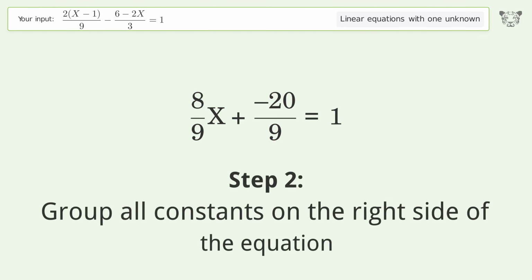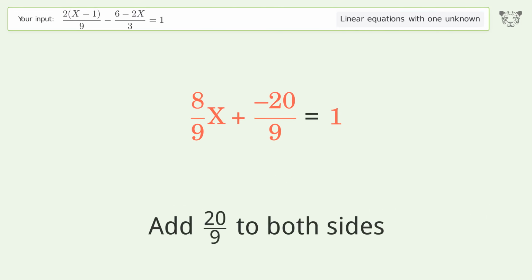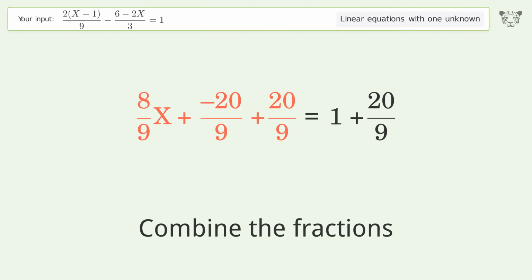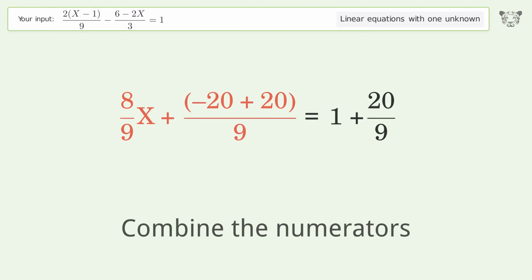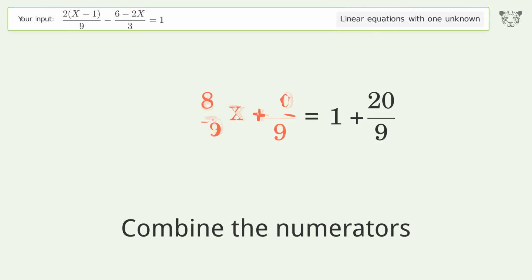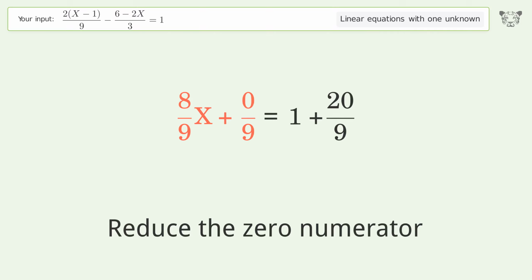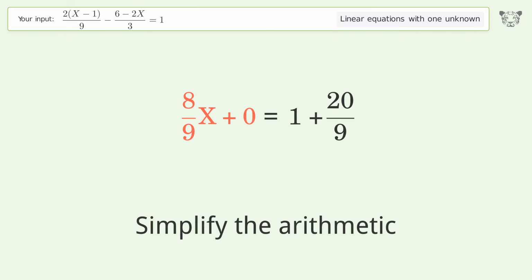Group all constants on the right side of the equation. Add 20/9 to both sides. Combine the fractions. Combine the numerators. Reduce the zero numerator. Simplify the arithmetic.